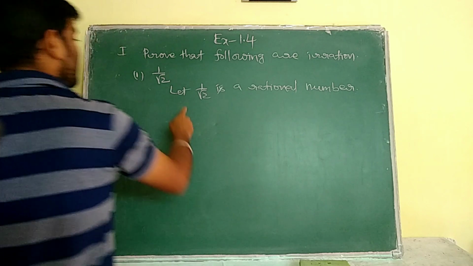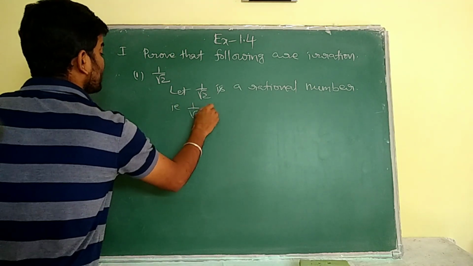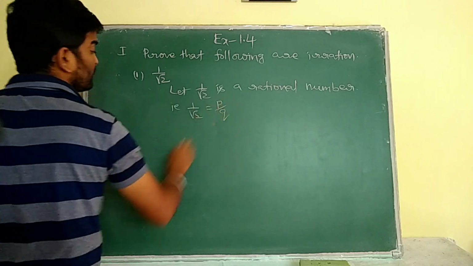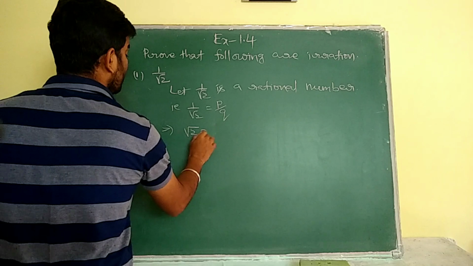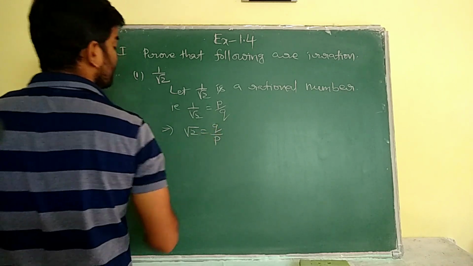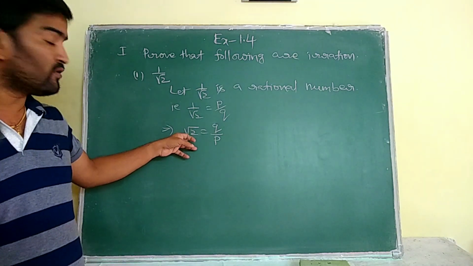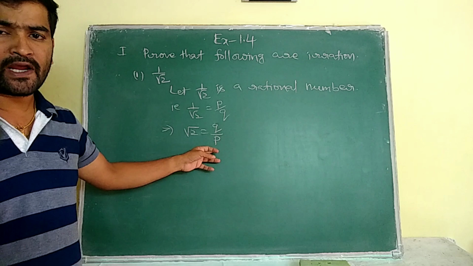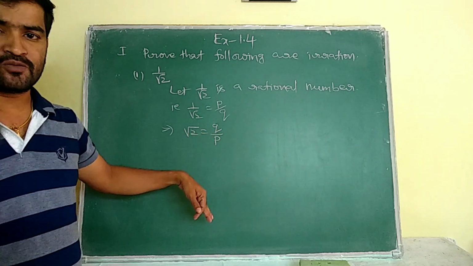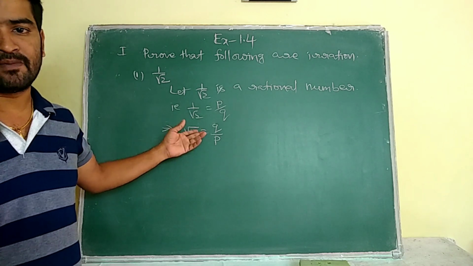Now as 1 by root 2 is a rational number, we can express 1 by root 2 as some p by q. That implies root 2 is equal to q by p. Simply, we know that root 2 is an irrational number, but it is in the form of some x by y, which contradicts our assumption. That is why root 2 is an irrational number.